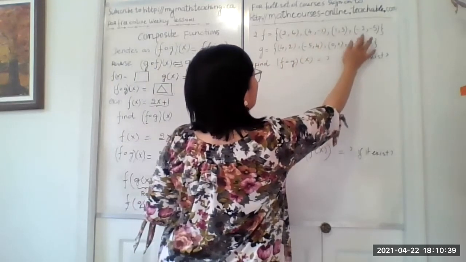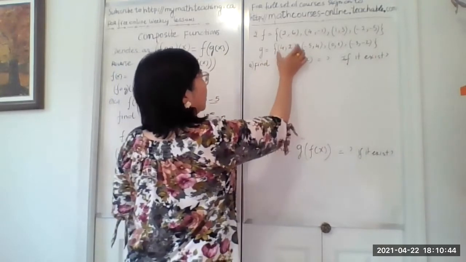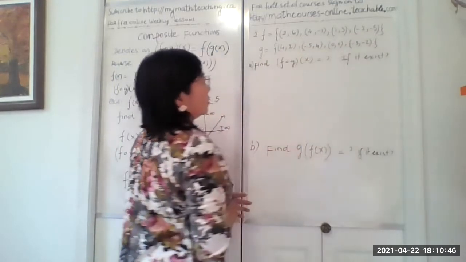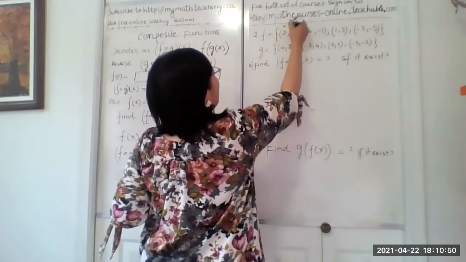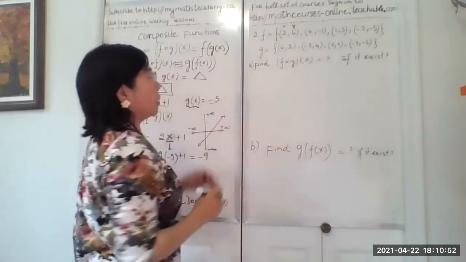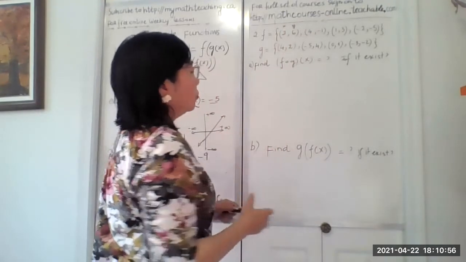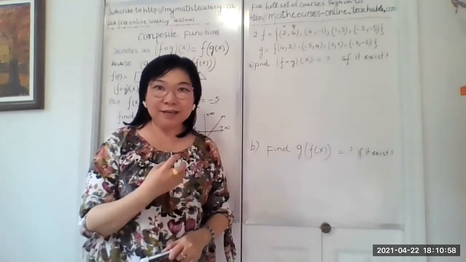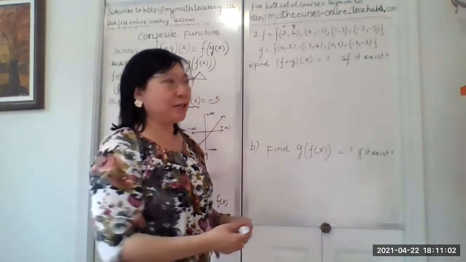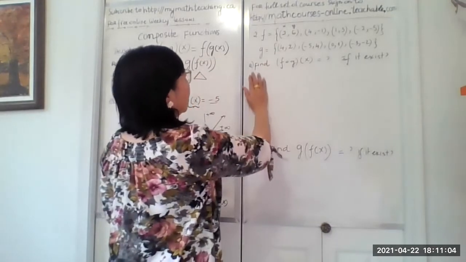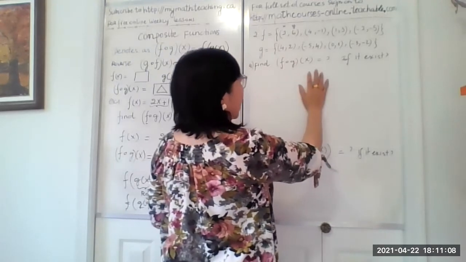You have a function f of x with a set of coordinates like this: (2, 6), (4, -1), (1, 3), (-2, -5), and so on. And g of x with a set of coordinates like this. Recall that coordinates always go x and then y. Never reverse y and x. Now, x is the domain, a set of domain values, and y is the range. So now question 2a asks us to find f of g of x.